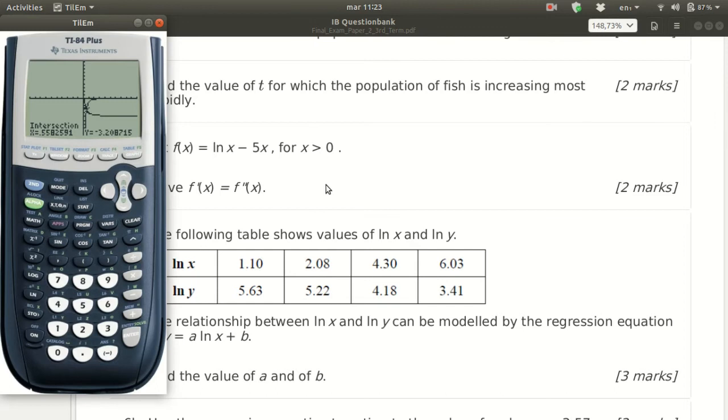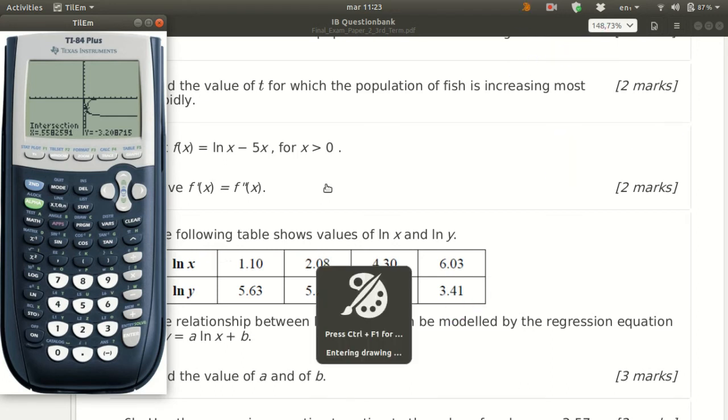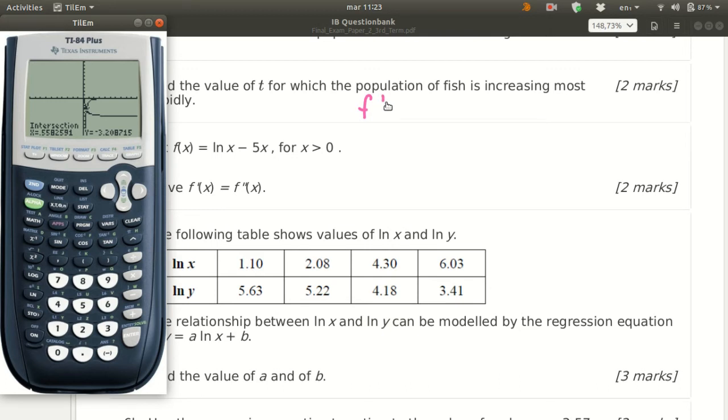So how much time do you take doing it on the calculator? I don't know. It's 2 marks, less than 1 minute if you know what you're doing. If you try to do it by hand, so f prime of x.